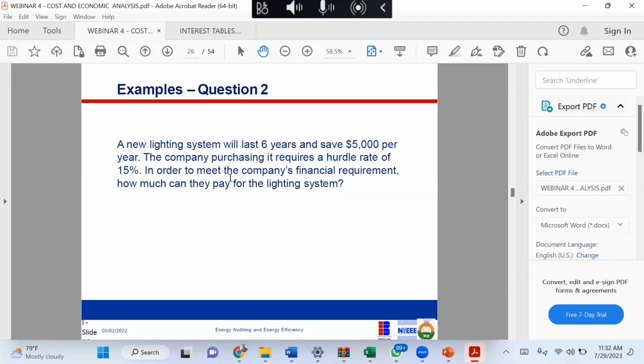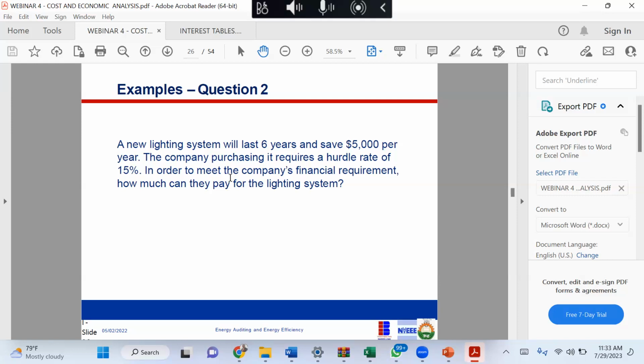So, look at this question. After you went for audit, you found out that a new lighting system that you want to recommend to your client will last 6 years and will save 5,000 per year. But your client says that he needs to go to the bank and borrow the money at 15%. So the question now is, how much will he have to pay for the system so that it will be a good investment?